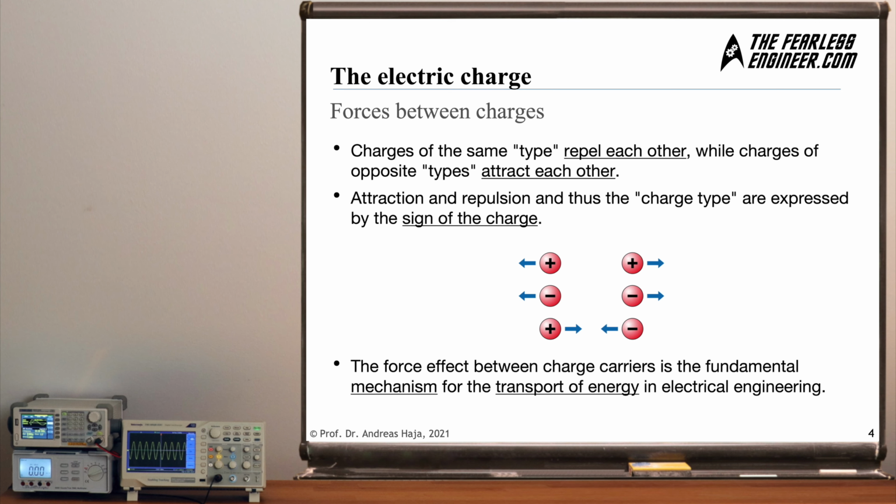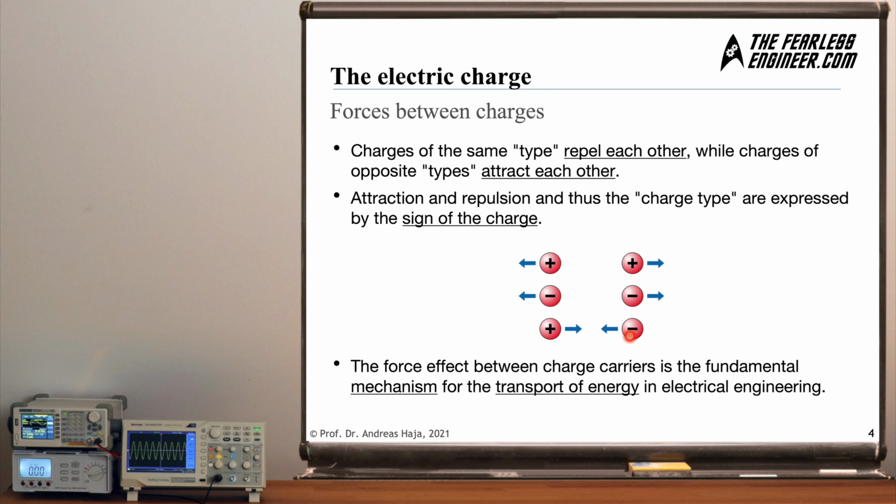One observation which you can make is that charges of the same type, so electrons and electrons or protons and protons, repel each other with a certain force, and charges of opposite types attract each other. Attraction and repulsion, and thus the charge type, are expressed by the sign of the charge. In the small diagram here, you can see that charges of the same sign repel each other, plus and plus, minus and minus, while charges of opposite types, plus and minus, attract each other.